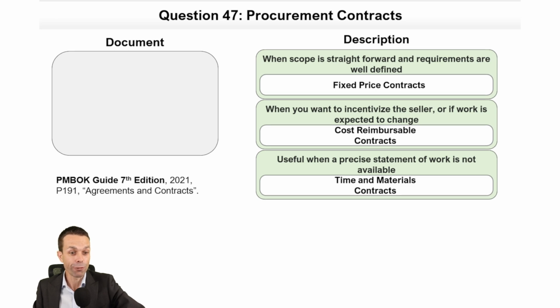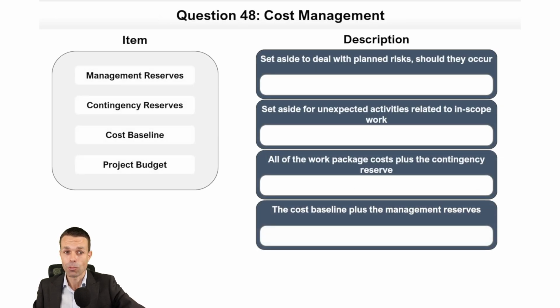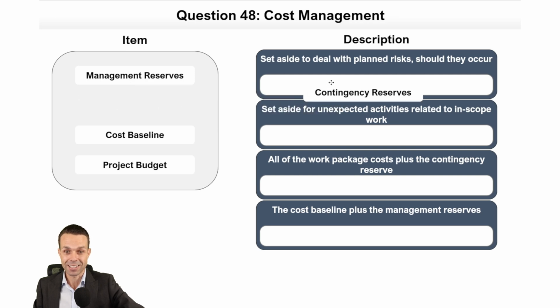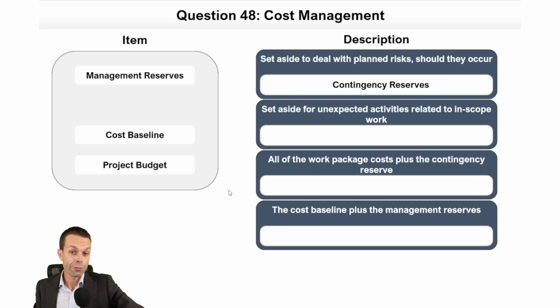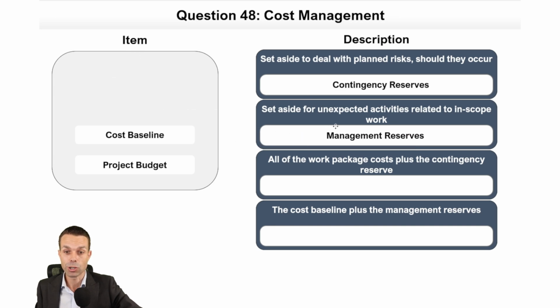Fantastic. And only a few to go in this little section. And what we're looking at now is cost management. Oh, I love this stuff. Cost management is great. So what do we do with contingency reserves, management reserves? If it's set aside to deal with planned risks, that is a contingency. It's our contingency reserves. If it's set aside for unexpected activities related to in-scope work, that is our management reserves.